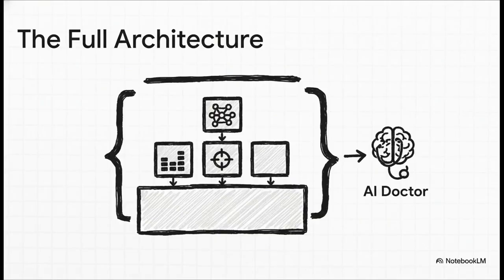So let's put it all together. We start with a really solid foundation, a vision model called ResNet-18. Then we bolt on our specialists: channel attention to focus on what's important, spatial attention to focus on where it is, and a transformer to see the whole picture. And boom, together they become our AI doctor.